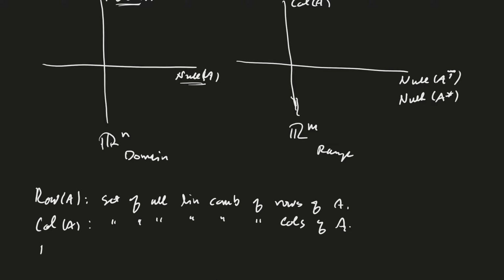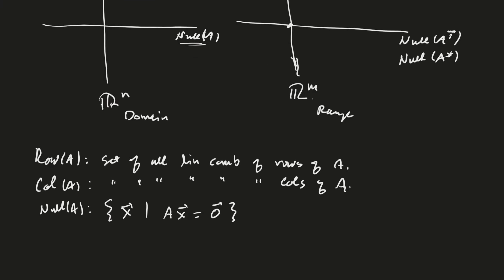Good. Null space of A is the set of X such that A times X is equal to 0. So it's the set of X in Rn that gets mapped to the 0 in Rm. Similarly, the null space of A transpose, or the null space more generally of A star, would be the Y in Rm such that A star Y equals 0.